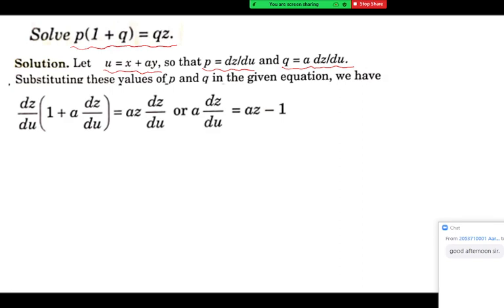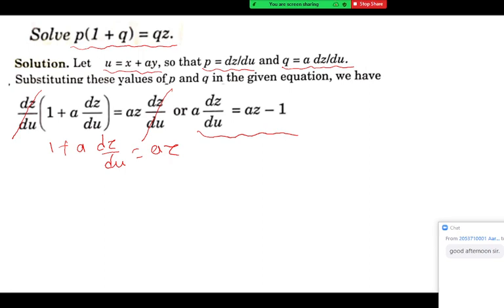Okay, so that's one, and this z is as it is. We observe this dz by du gets cancelled, and what we are left with is 1 plus a dz by du is equal to az. Now this 1 is taken to the other side, so it becomes a dz by du is equal to az minus 1. Is it okay?